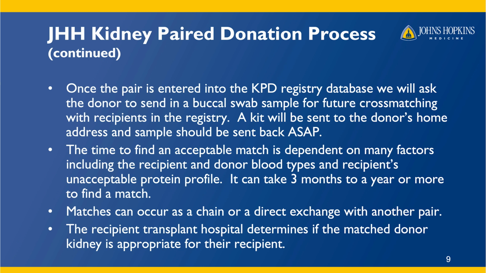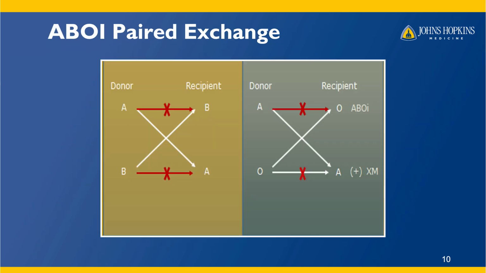Matches can occur as a chain or a direct exchange with another pair in the registry. The recipient transplant hospital determines if the matched donor kidney is appropriate for their recipient. This is an example of two incompatible pairs in the KPD and how they are matched and swapped so the recipients get a compatible kidney.